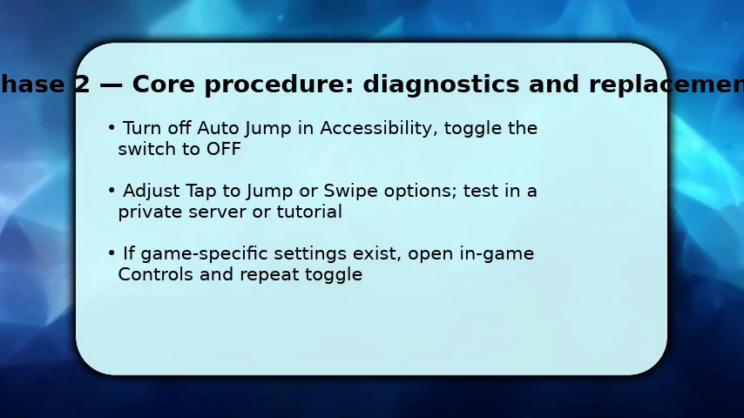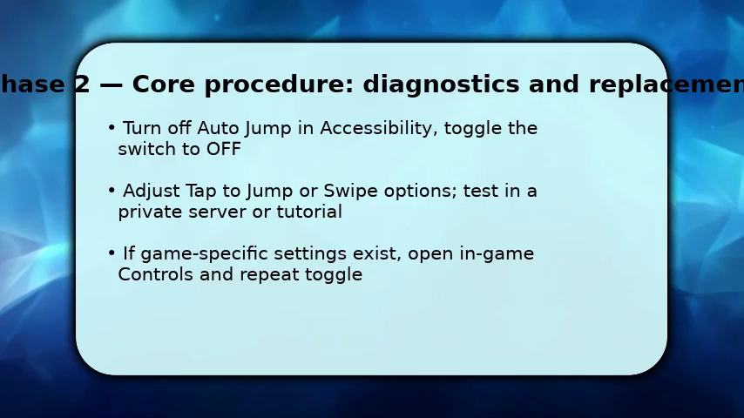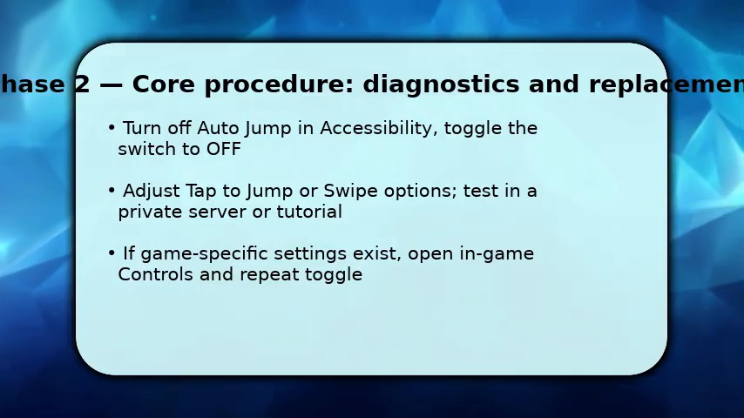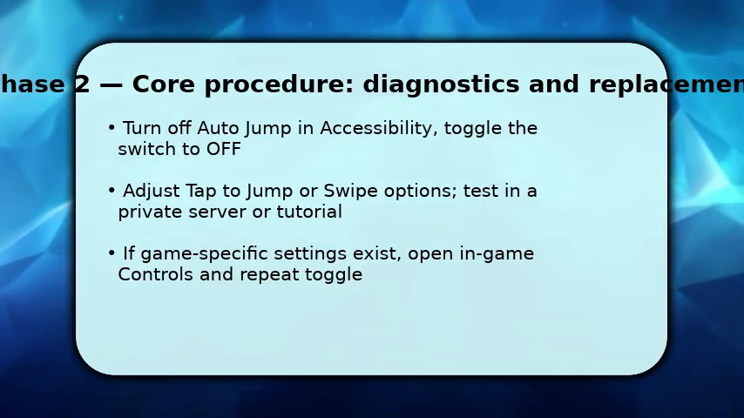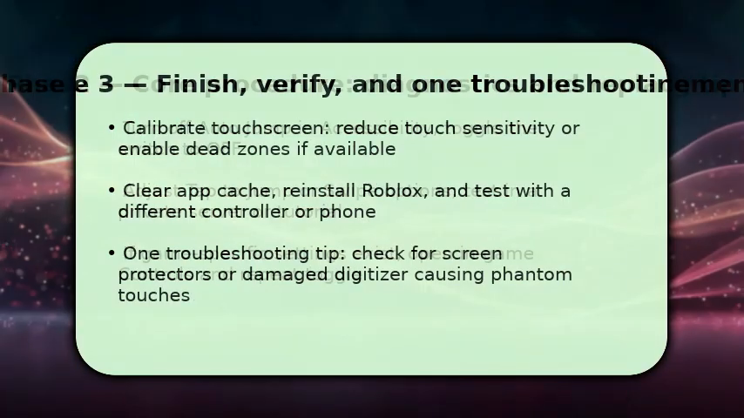Make sure to test in a private server or tutorial immediately. This verifies the change under real conditions. If the game has its own control menu, open it and repeat the disable step there, because game overrides often cause persistent auto-jump. Finish by calibrating and troubleshooting.